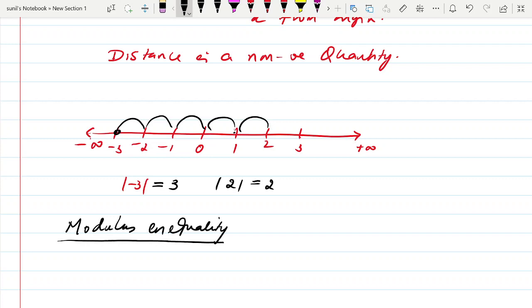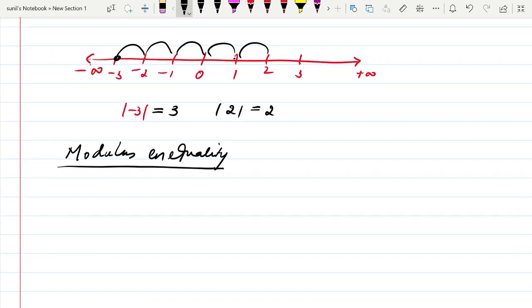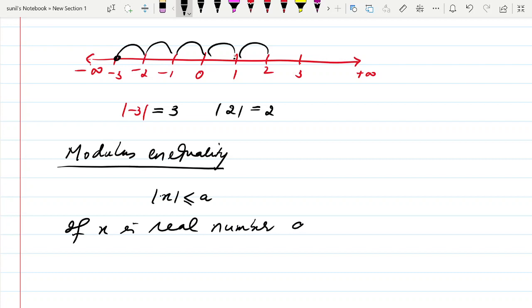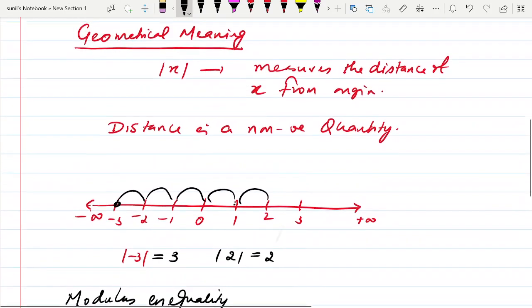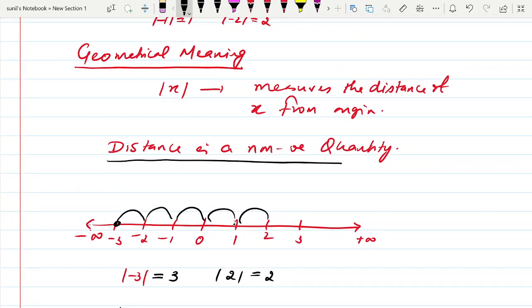See guys, suppose I am writing mod x is less than or equal to a. Rather than solving this, first understand it. Suppose I ask you, if x is a real number and mod x is less than or equal to 2, then shade the region. Now we'll come back to our definition again, that is the geometrical distance, it measures the distance of x from origin.